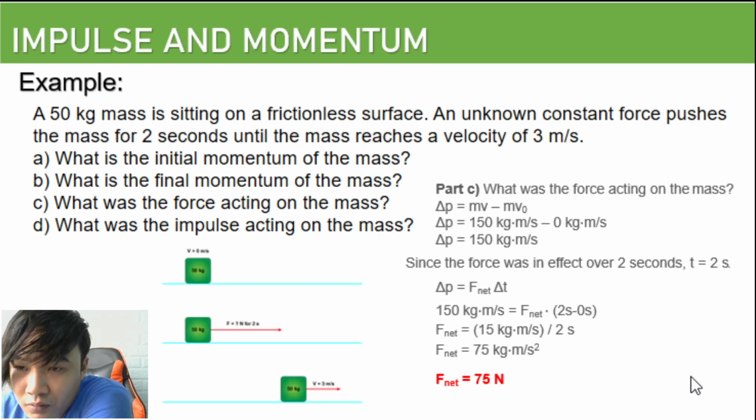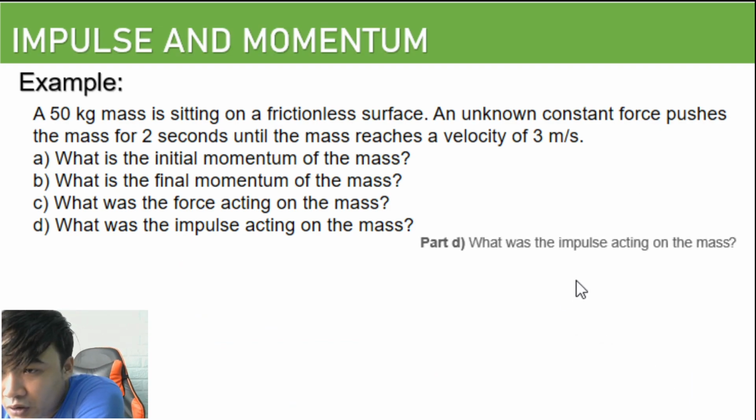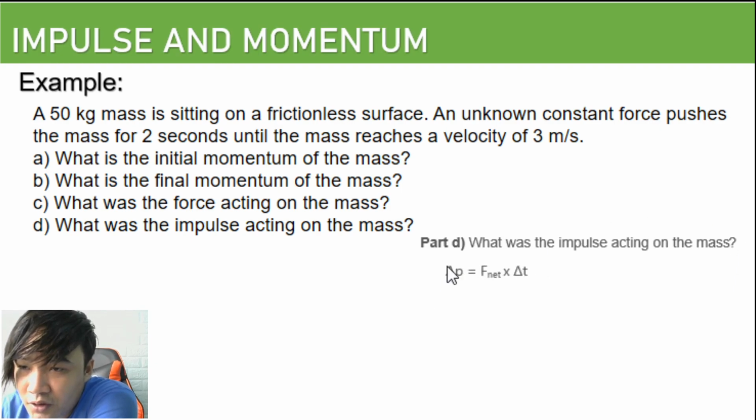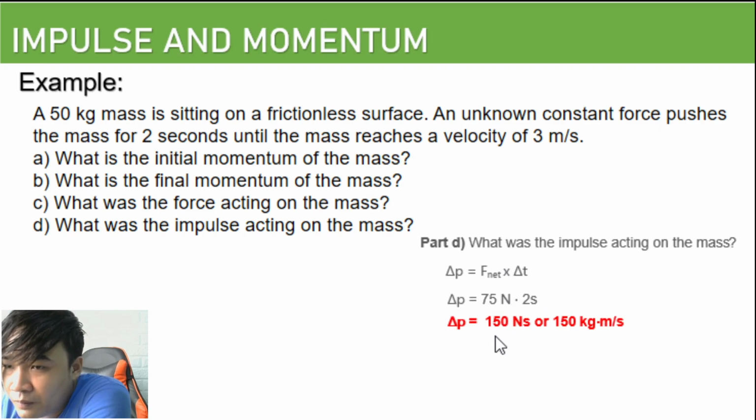So, letter D. So, what was the impulse acting on the mass? So, yung formula natin, so impulse delta P is equal to F net times delta T. So, yung impulse is equal to yung F net 75 times 2 seconds, meron tayong 150 Newton seconds or equal to 150 kilogram meter per second. So, ito yung impulse niya.